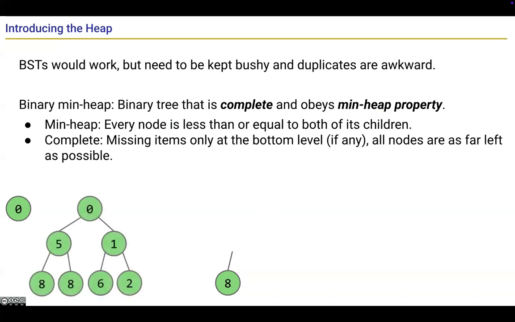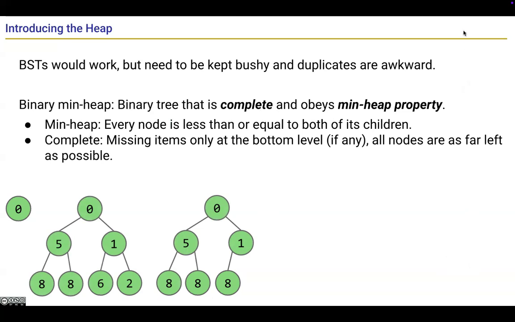We already looked at it. Yeah, right? 0 is less than 5 and 1. 5 is less than 8. 1 is less than 6 and 2. Are there any missing items? Nope. Okay, let's move this thing out of the way.